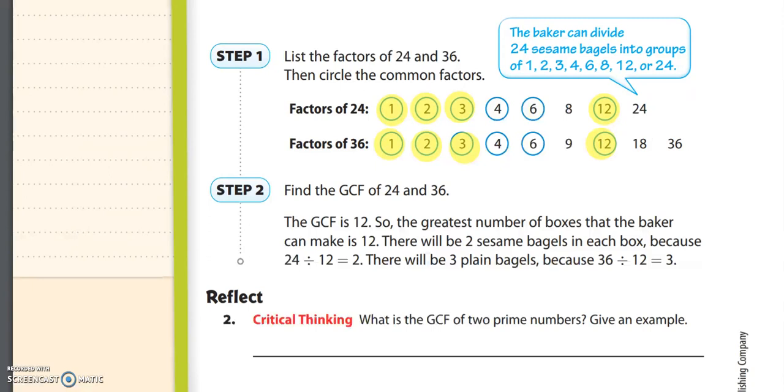That's not the end of the question, though, because after you figure that out, you're supposed to go back and remember what these numbers represented. It was 24 sesame bagels and 36 plain bagels. So after you figure out the GCF, you will divide 24 and 36 each by 12. And you'll end up with 2 sesame bagels and 3 plain bagels. You get those numbers by dividing the number of those bagels by the GCF. All right, let's go ahead and practice a couple.